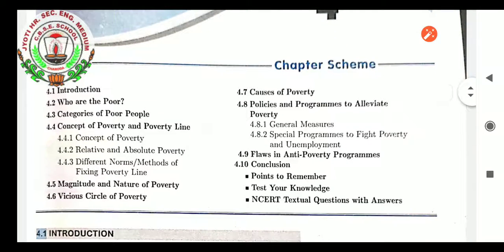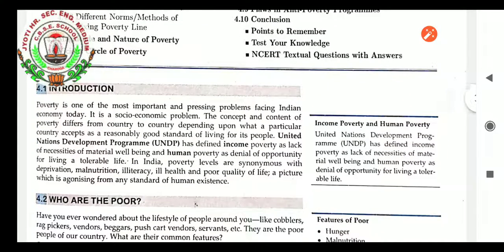In this chapter we will learn who are the poor, categories of poor people, concept of poverty and poverty line, relative and absolute poverty, different norms and methods of fixing the poverty line, magnitude and nature of poverty, vicious circle of poverty, causes of poverty, policies and programs to alleviate poverty, general measures, special programs to fight poverty and unemployment, and flaws in anti-poverty programs. These are the various things we will learn, students, to understand poverty. Now we will proceed to the introduction part.